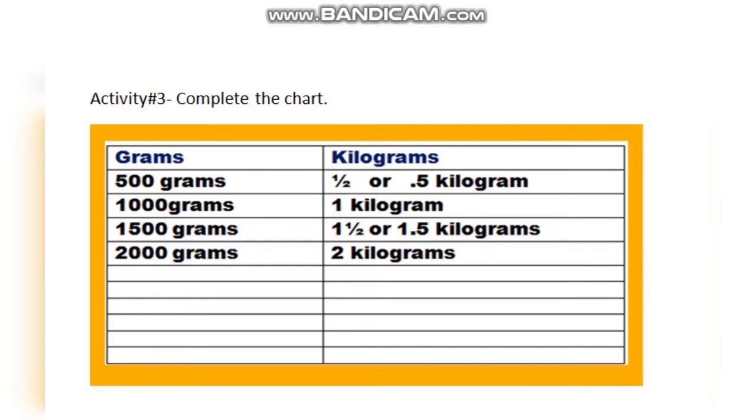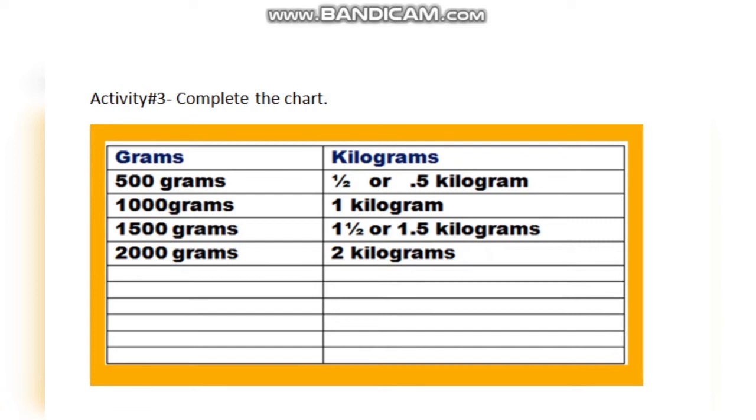In activity 3, we're looking at grams and kilograms again, and we have a chart that started. So 500 grams is equal to half, or 0.5, of a kilogram. 1,000 grams, we've already discussed, is equal to 1 kilogram. 1,500 grams is equal to 1.5 kilograms. 2,000 grams is equal to 2 kilograms.